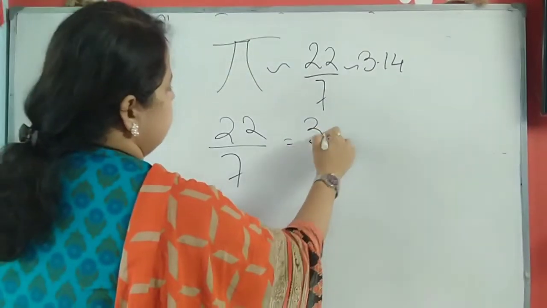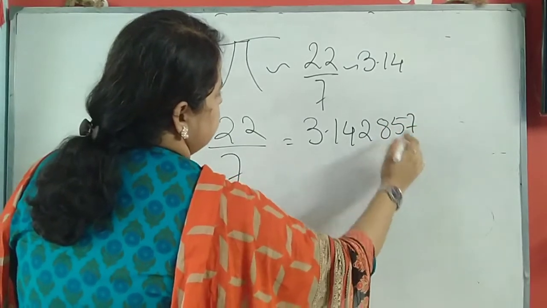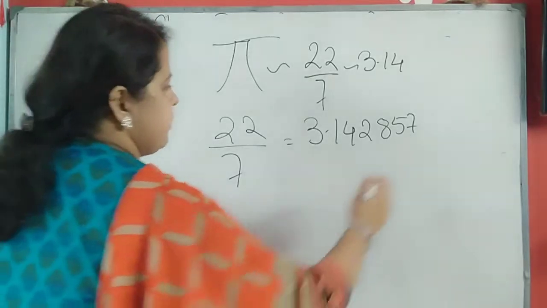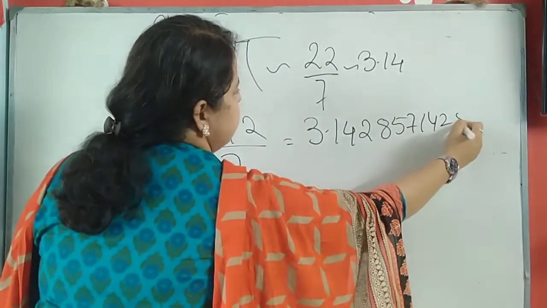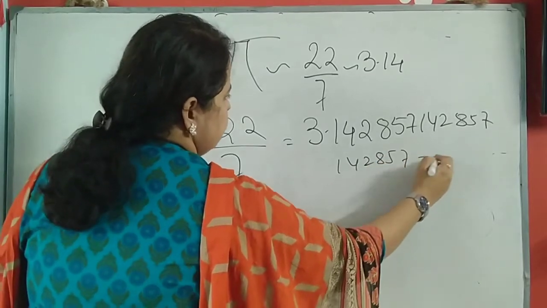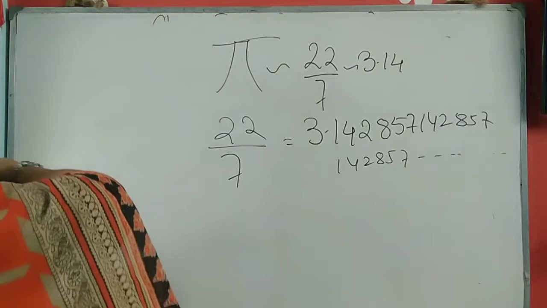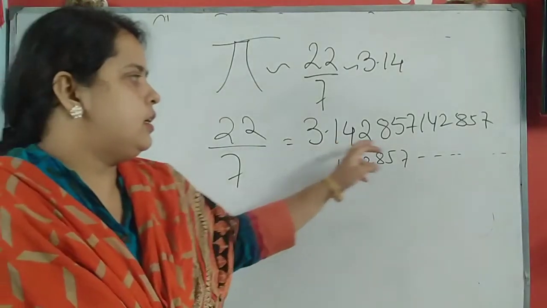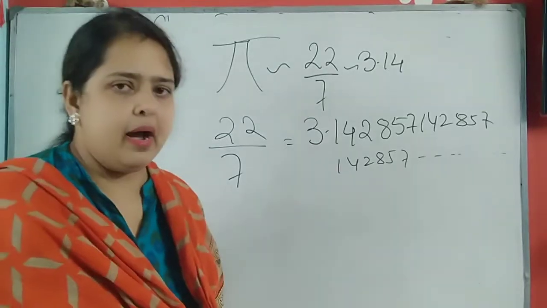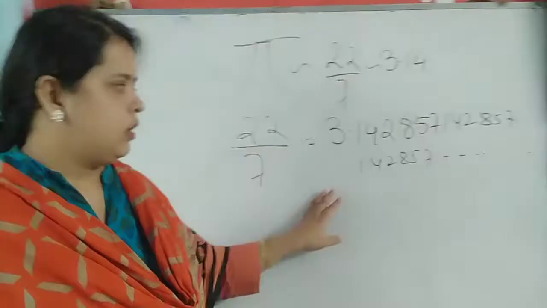You are getting it like this: 3.142857, 142857, 142857. Do you find something? That is, this particular 22 by 7 is moving on, repeating with the same pattern. Please have a look at it.